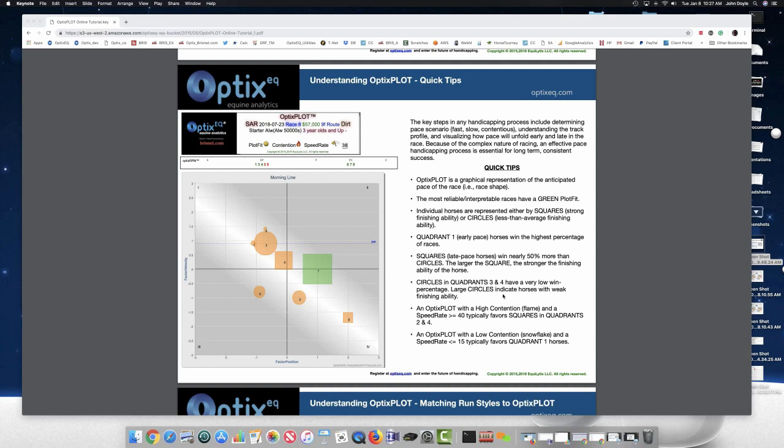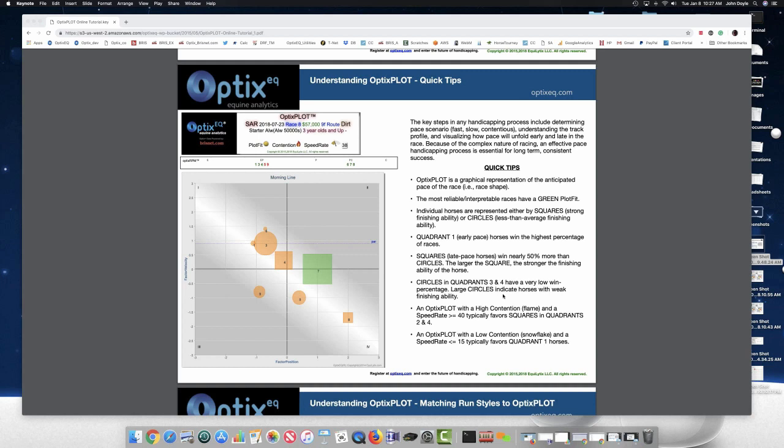Late pace horses, horses that are finishing, are going to win at a higher rate, no matter where they are. Yeah, especially if the horses that are finishing also have speed, right? That's right. Then they become doubly dangerous. Circles in quadrants 3 and 4, and that would make sense, right? These are horses that are going to have to come from something off of it, and they're typically really bad bets. They win at a very low percentage at most tracks.